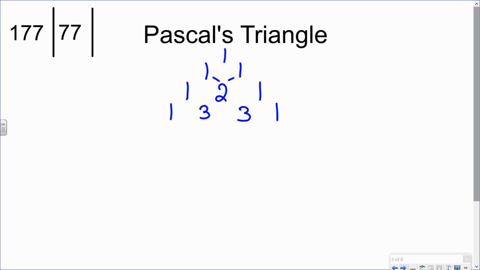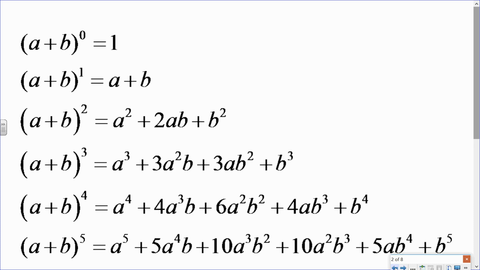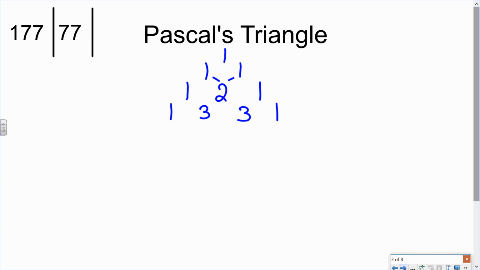When I did my binomial expansion to the third power, I had 1, 3, 3, 1. A 1 on each end because we always start and end with 1 a to the something, 1 b to the something. 1 plus 3 is 4. 3 plus 3 is 6. 3 plus 1 is 4.